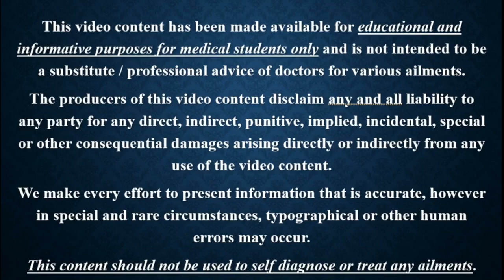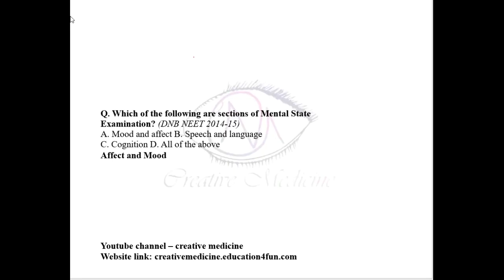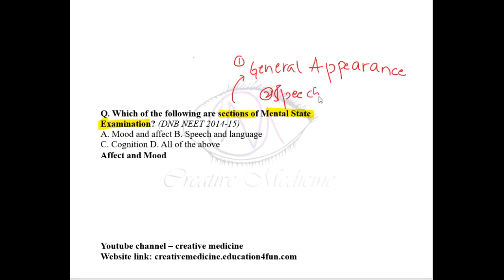In this lecture, we will learn about which of the following are the sections of mental status examination. In mental status examination, there is general appearance of the patient. There are different sections. One, general appearance of the patient. Second, speech and language of the patient.